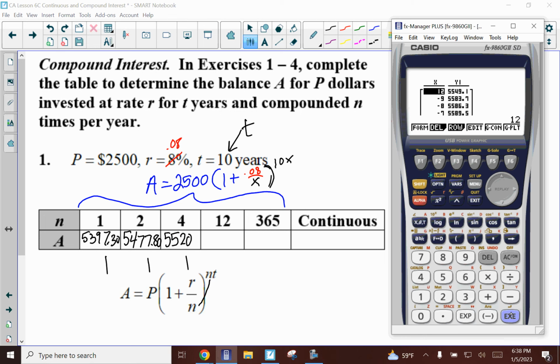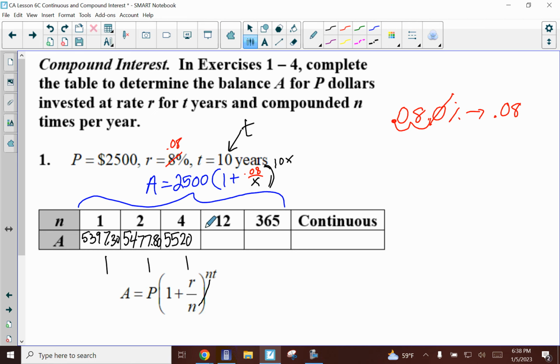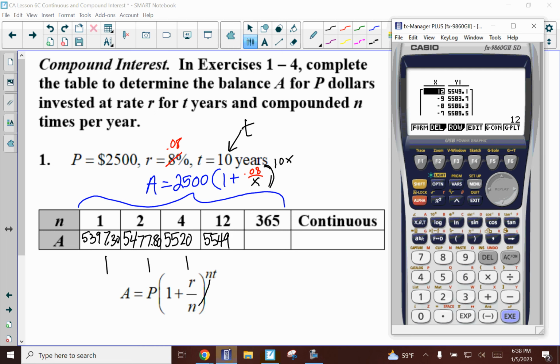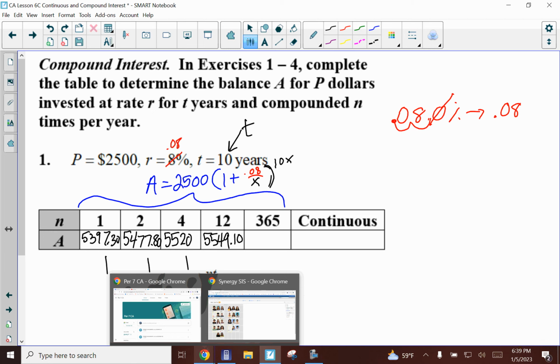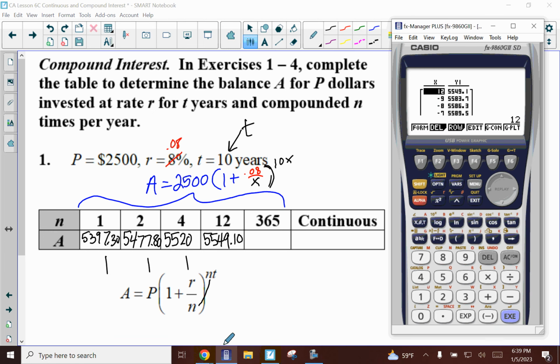So this one is compounded 12 times a year for 10 years. So that's going to make that money grow to 5,549. And I think that was 10 cents. So 10 cents. And then the good one is going to be the 365.